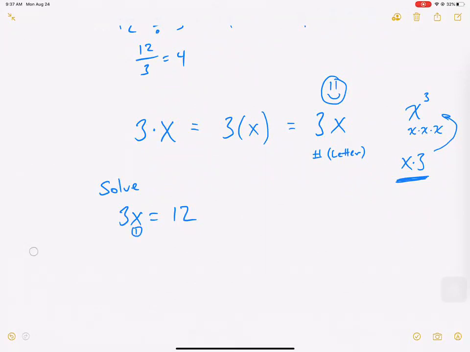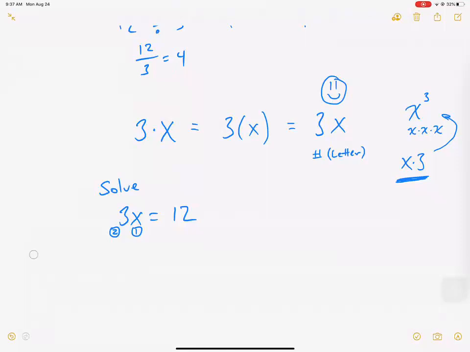Step 2, identify what I have to kick out so that x can be alone. I have to get rid of the 3. What is 3 doing to x? Do you see a plus sign? Do you see a subtraction sign? Do you see a multiply, or do you see a divide? According to the key on top, when numbers are next to letters, this is always a way of saying multiplication. So the opposite operation of multiply, I must divide.